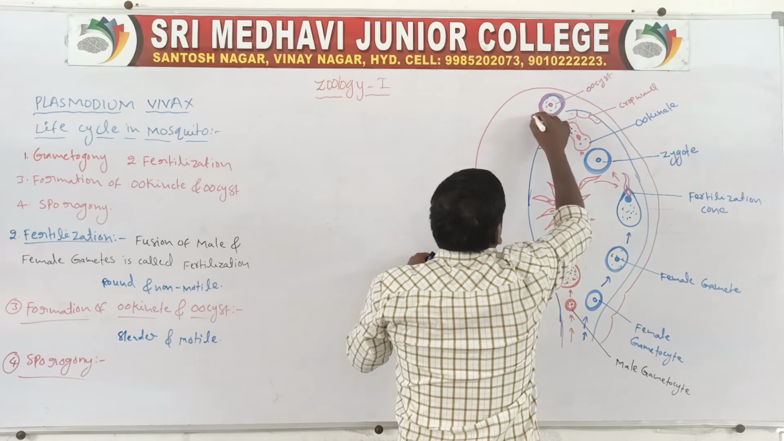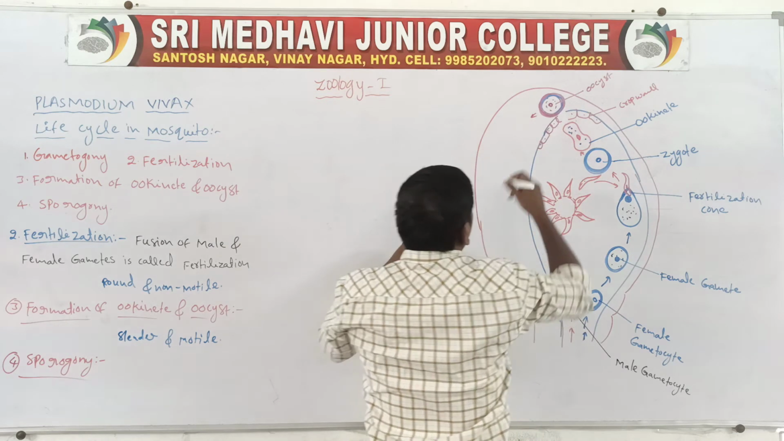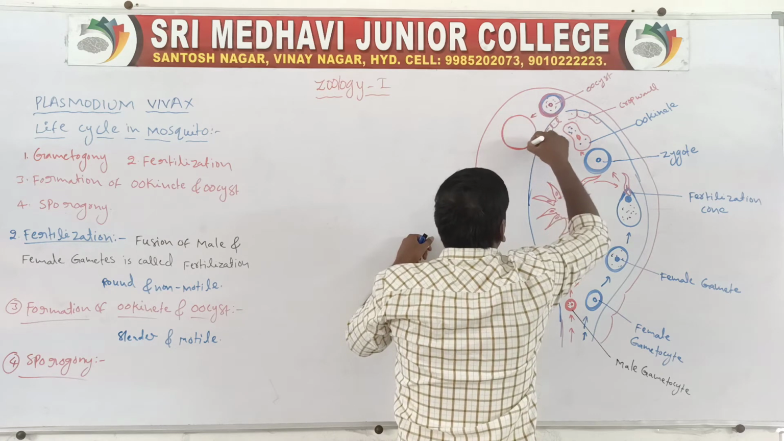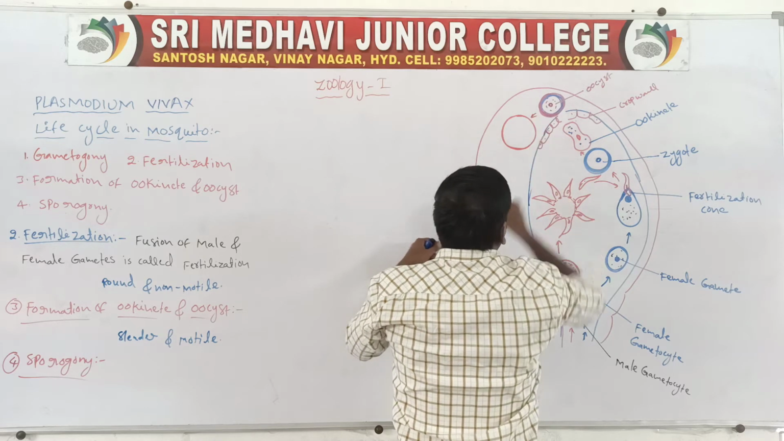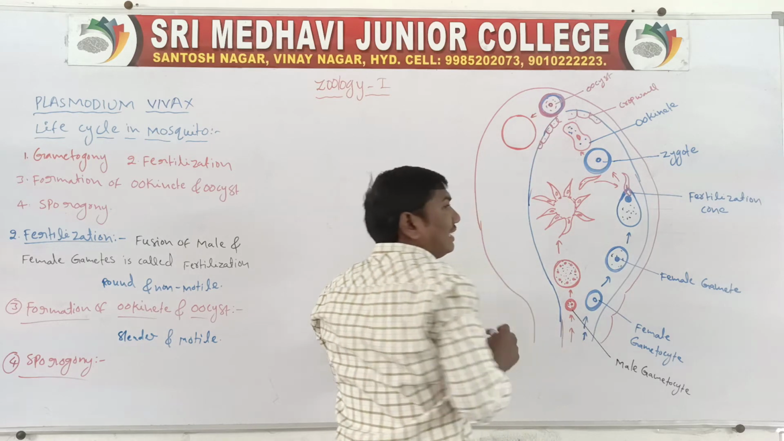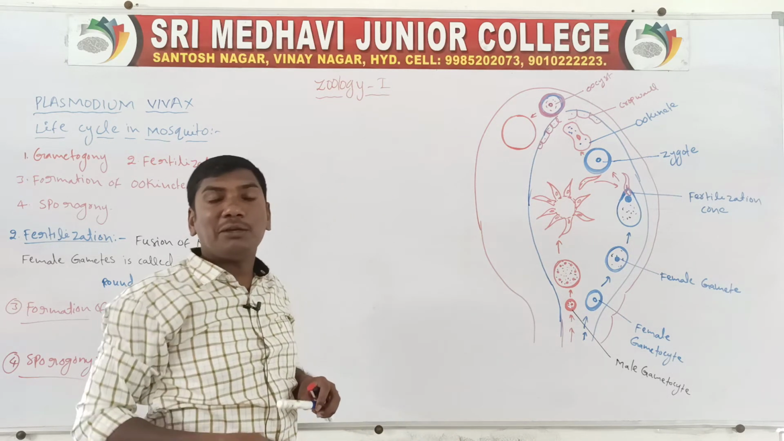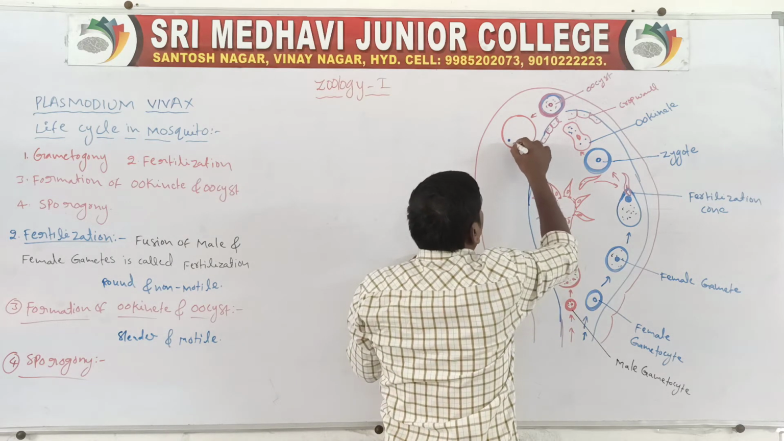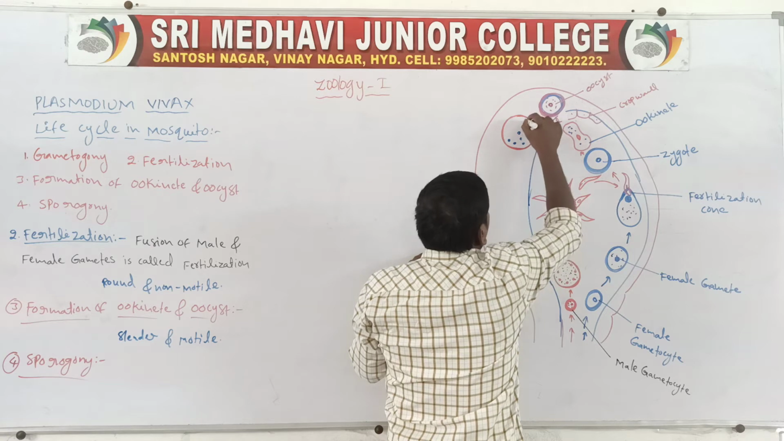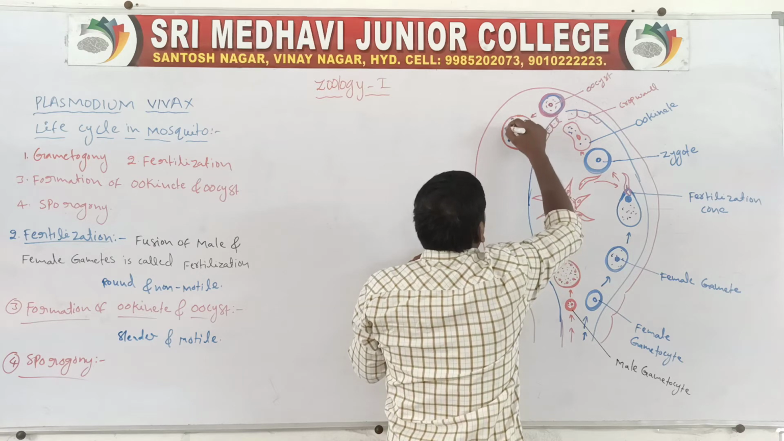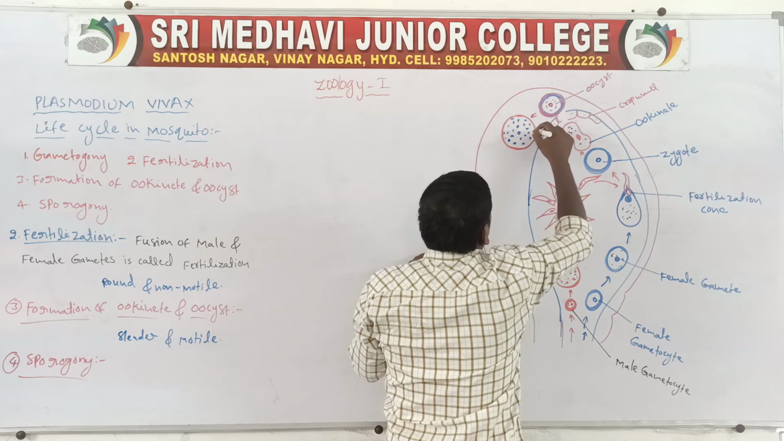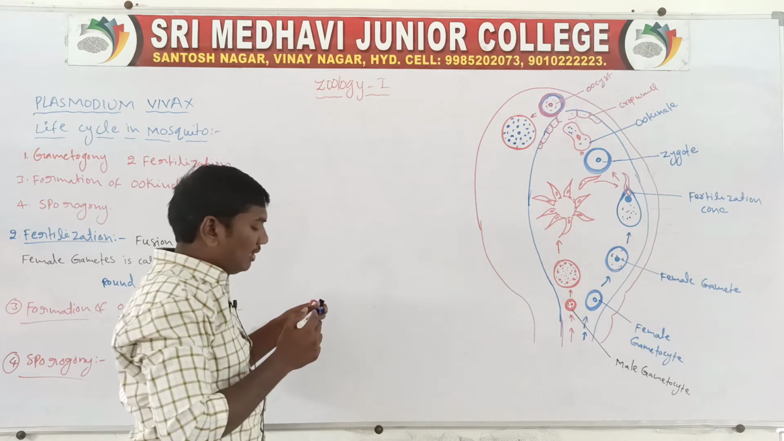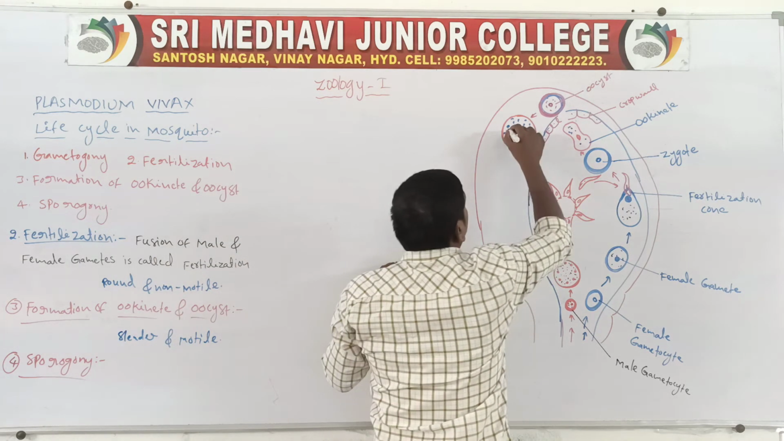So next step, in the oocyst stage, the nucleus undergoes reduction division. First reduction division, then many mitotic divisions. After that, they are called as pronuclei.